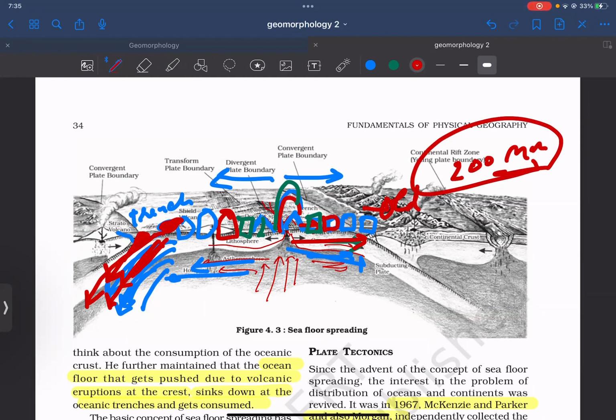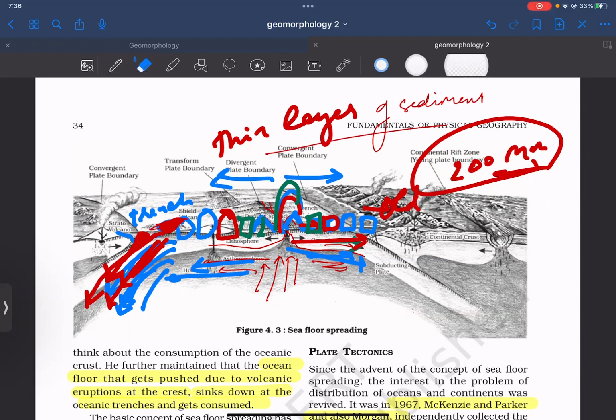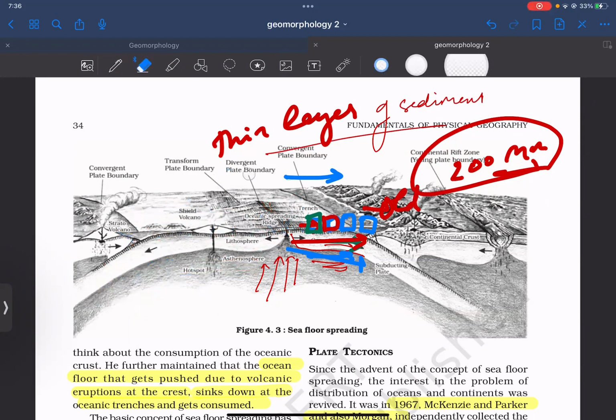And the same is the reason why we have a thin layer of sediments, because all the sediments that have accumulated also move towards the interior of the earth along the trenches and get destroyed. So I hope you have got the basic idea.